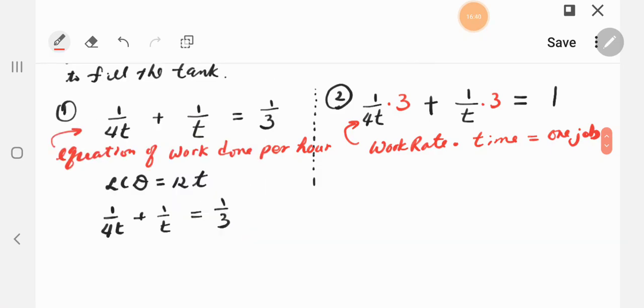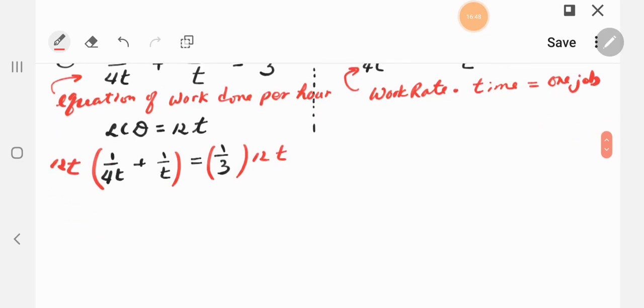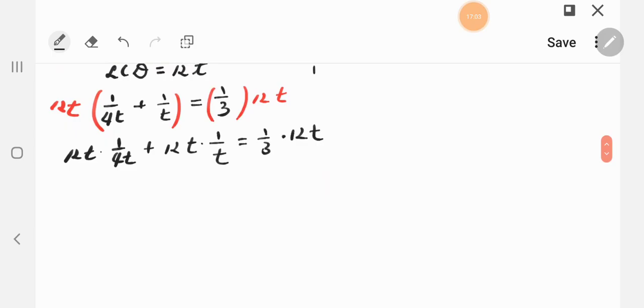So let's multiply. In order to find T, let's get rid of the denominators. So multiply the equation by 12T. Then the left side is 12T times 1 over 4T, 12T times 1 over T, and 1 over 3 times 12T. Then we can reduce each term.